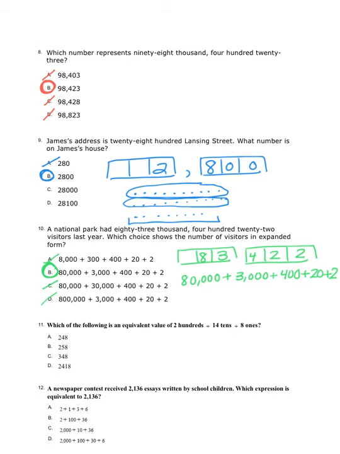Now let's look at number 11. Which of the following is an equivalent value of 200s plus 14 10s plus 8 1s? So let's use our place value chart. We have 8 1s and 200s, but we have 14 10s, and I know that I can't write that in the single tens place. But if I have 14 10s, I can take 10 of those and make 100. And I would have 4 10s left over. So that's actually 348.